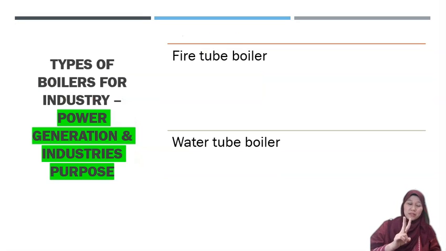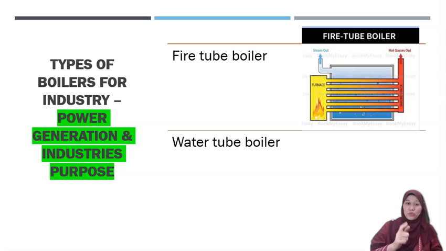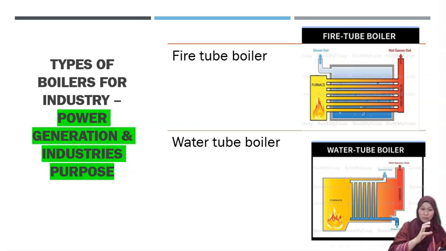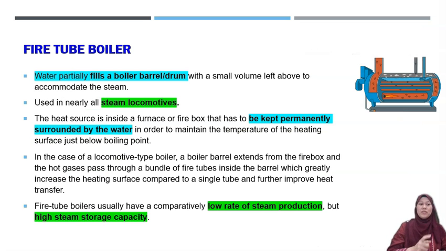So these are two types that you need to know for power generation, also for industrial purposes. The first one is the fire tube boiler, and the second one is the water tube boiler. You will differentiate these two by looking at the diagram. Where is the water and where is the heat or the fire? Let's look into the fire tube boiler.